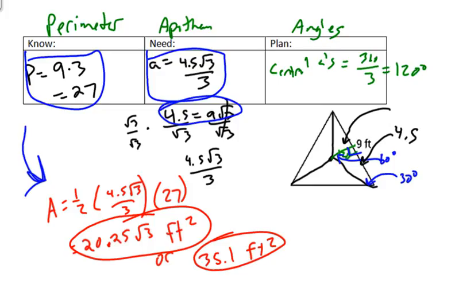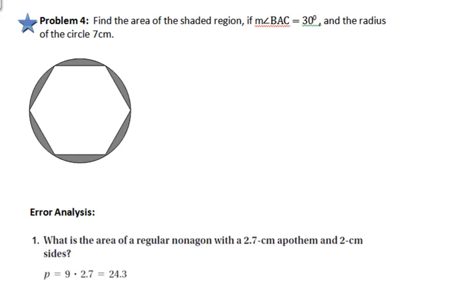All right. Last problem, we'll maybe start it. It says find the area of the shaded region if the measure of angle BAC is 30 degrees and the radius of the circle is 7. So guess what Mr. Pouts is going to do? He's going to scratch this one, because you know what? There is no angle BAC listed, so we might do this one in class.